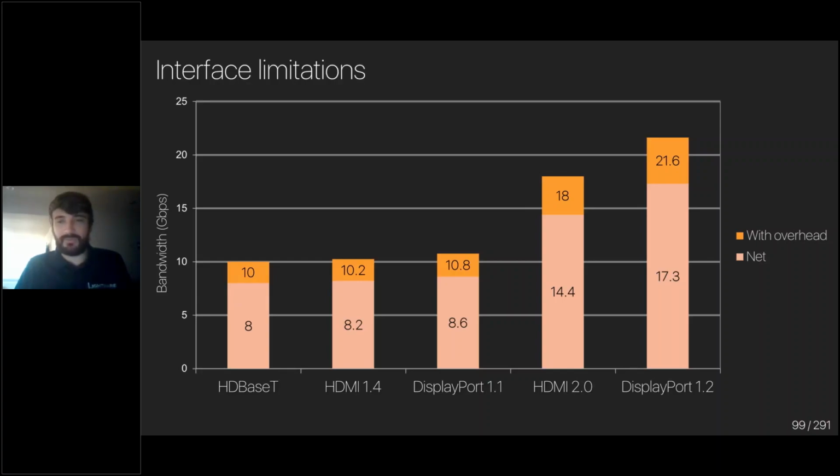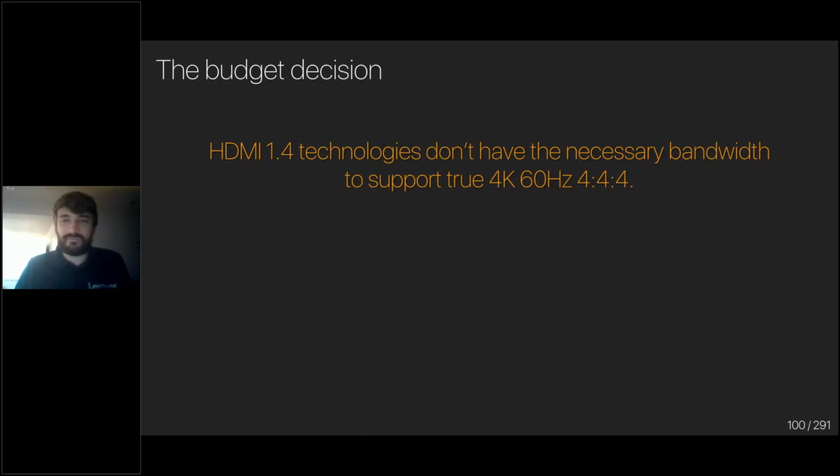At the moment, the only two interfaces that can transmit a true 4K 60, 4:4:4 or RGB quality signal over one cable are DisplayPort 1.2, and now we have DisplayPort 1.4 as well, and HDMI 2.0. So if people want to have a 4K system using these older interfaces, HDMI 1.4, HDBaseT, or the older DisplayPort, they need to make a choice.